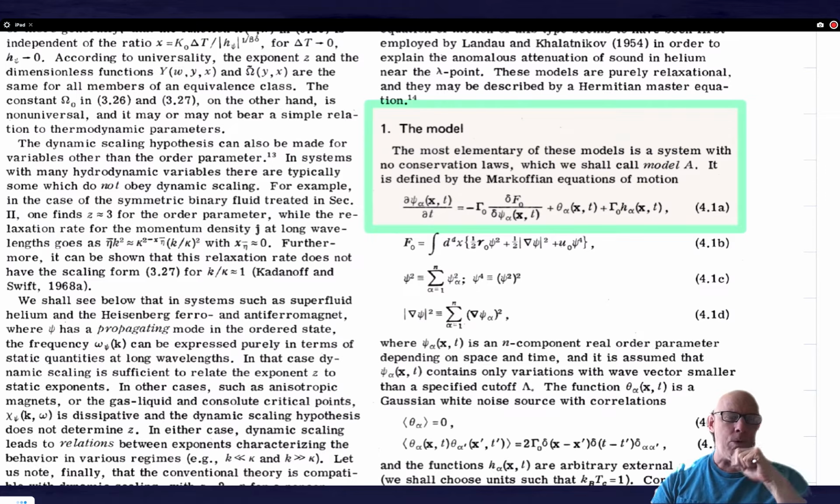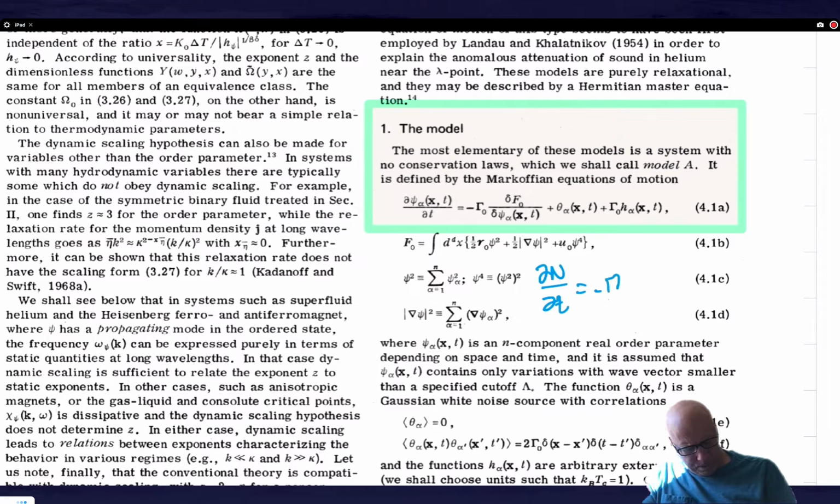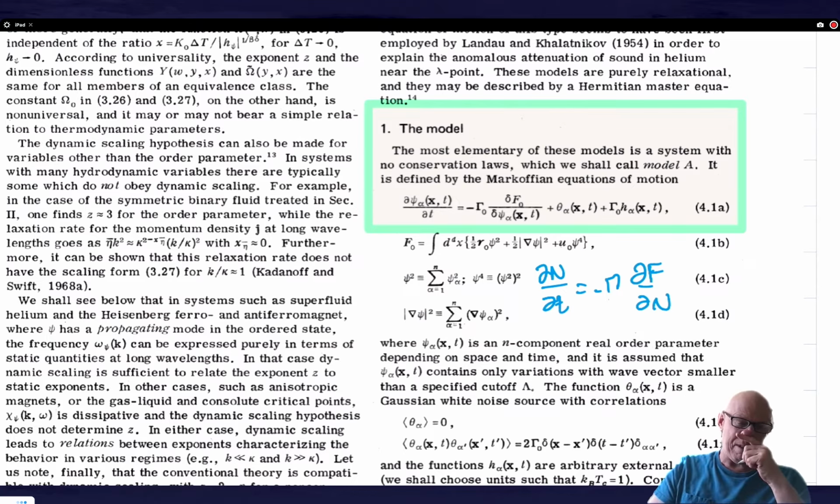So we're looking at a single quantity, n, which is a pointwise count of the number of particles in some box. And I said, for my purposes, that I wanted to think of dn/dt as equal to minus gamma dF/dn. That was my hypothesis, or my proposed phenomenological dynamics.